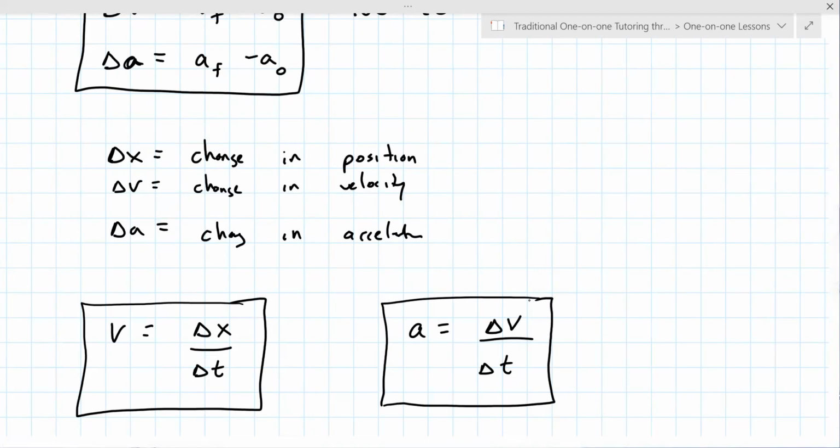This is all called what? Equations of motion.